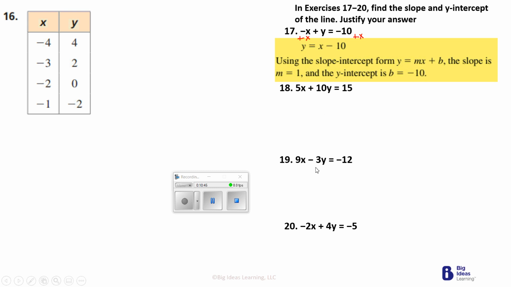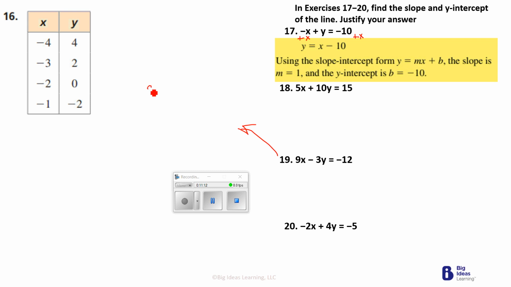Let's go to 19. Once again, we're going to minus 9x from both sides, which will give us negative 3y equals negative 9x. So our slope is going to be negative 9, and our y-intercept will be 12. But remember, we needed to get rid of this negative 3 as well. So I'm going to do the work over here on this one just to kind of demonstrate.